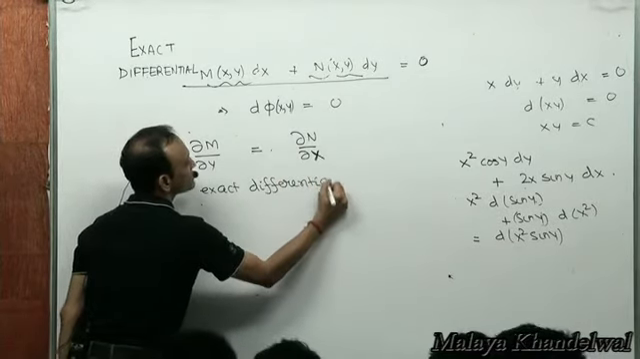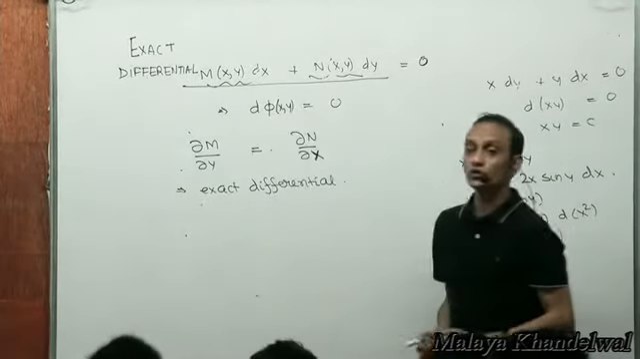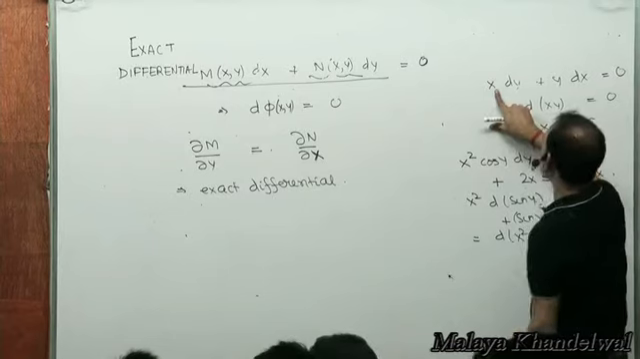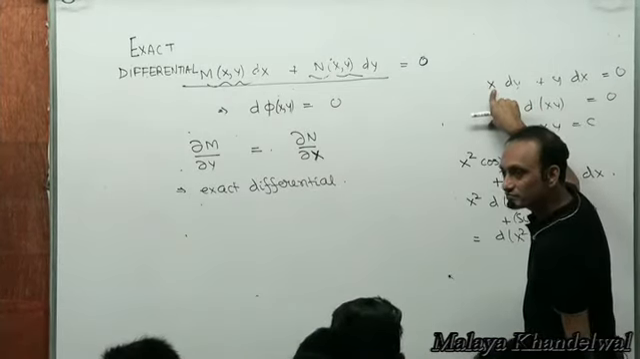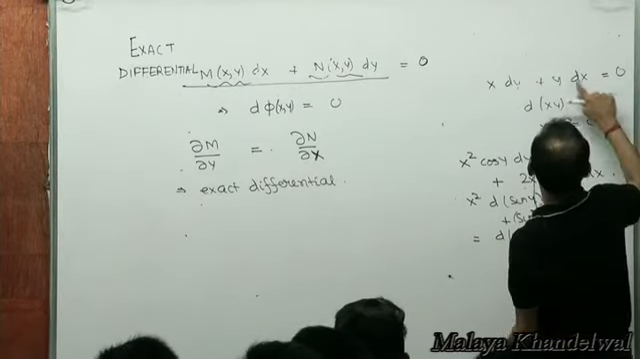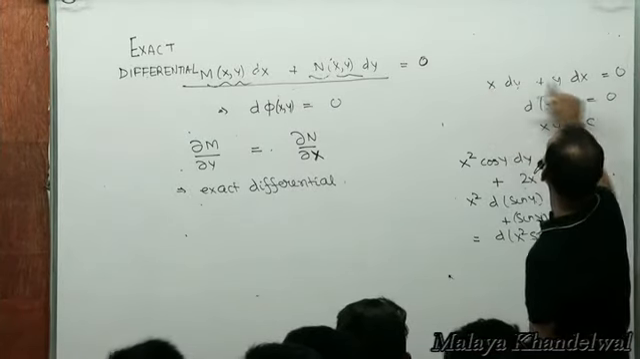Then it's going to be an exact differential. If ∂M/∂y equals ∂N/∂x, it's going to be a perfect differential. Check that out. This is M. Differentiate this with respect to y, you'll get 0. This is N. Differentiate this with respect to y. This is y. This is x dy plus y dx.